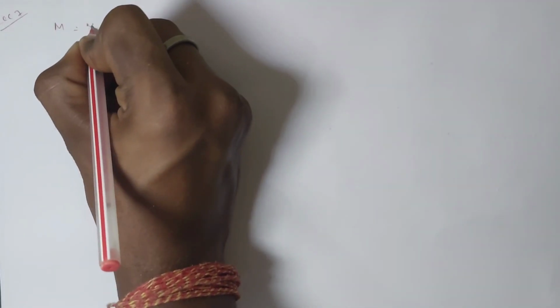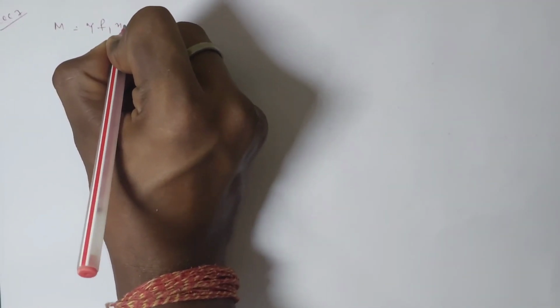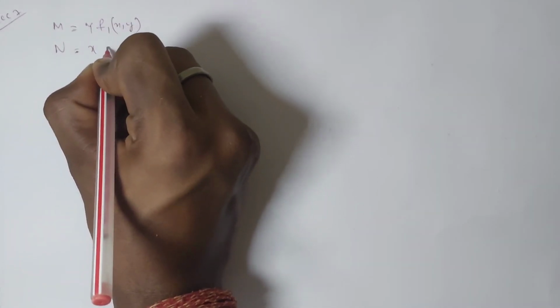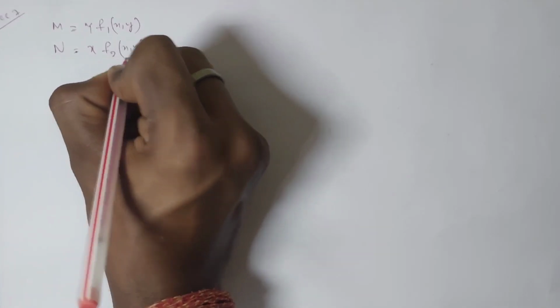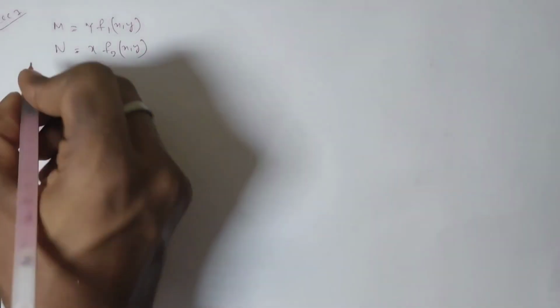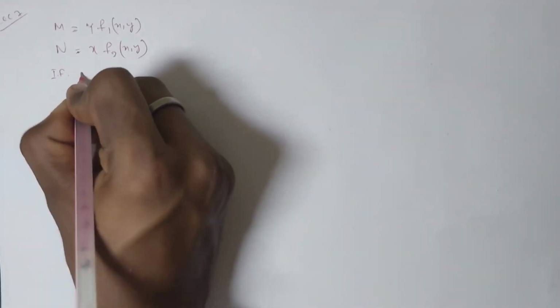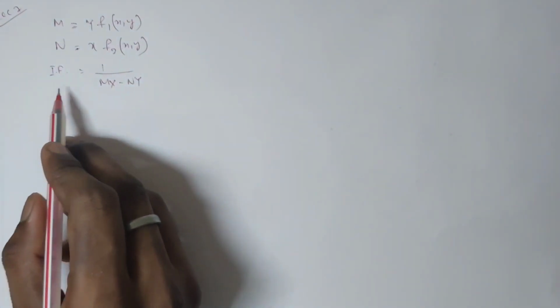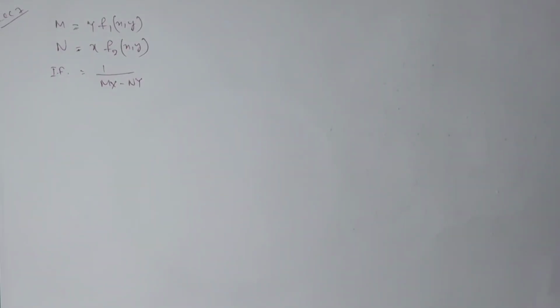So if M is in the form y f1(xy) and N is in the form x f2(xy), then we can use the integrating factor 1 by (Mx minus Ny). When that integrating factor is multiplied to the non-exact equation, it reduces to an exact differential equation, and then we integrate it and solve it like we discussed in the previous class.